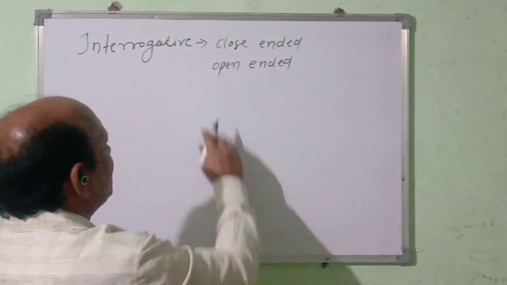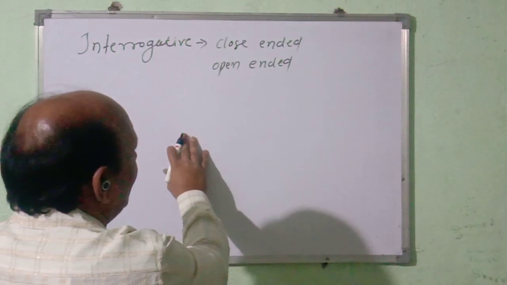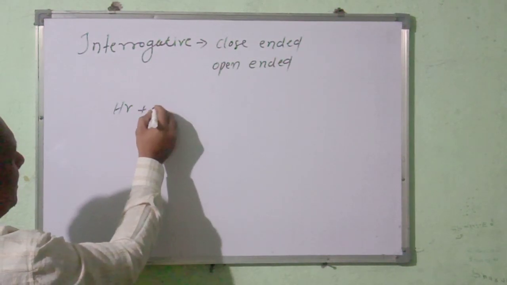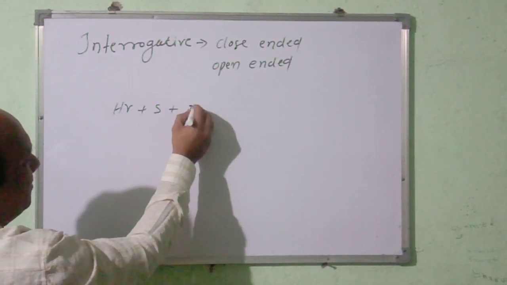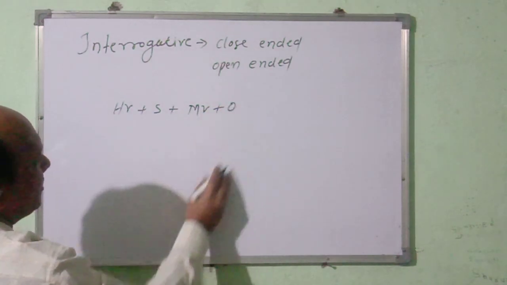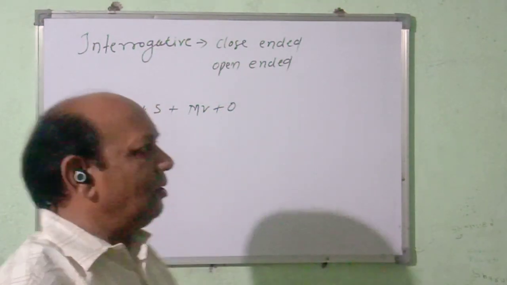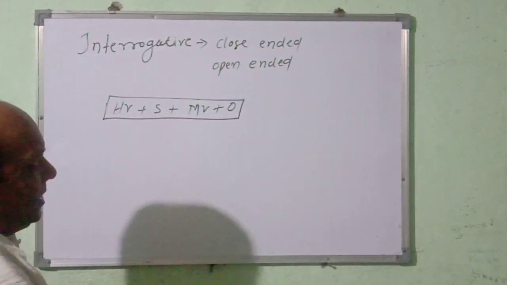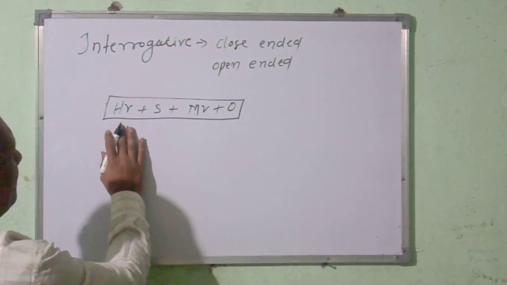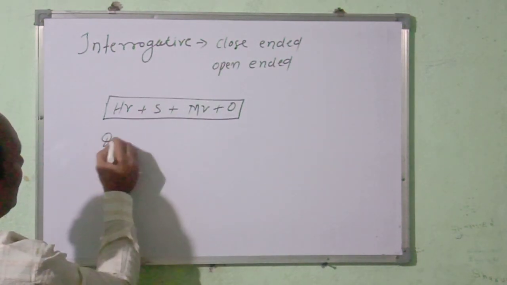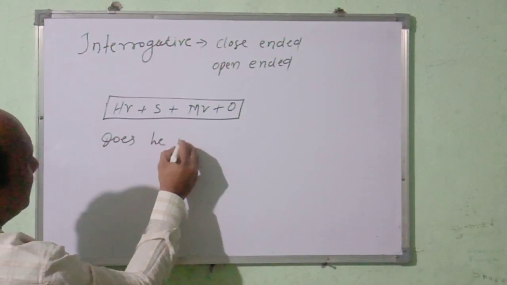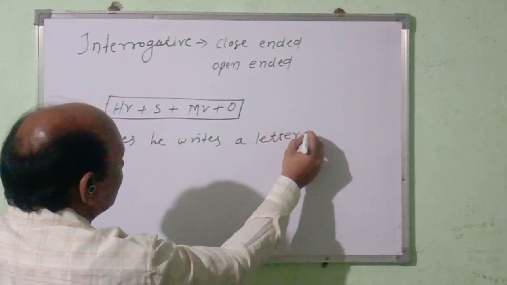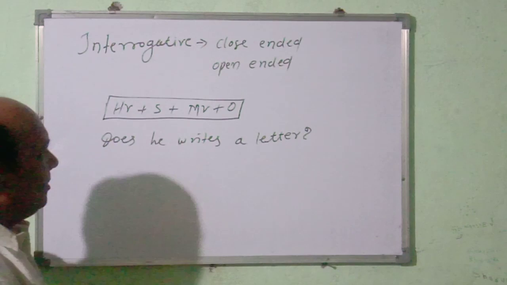Okay, so we will see what the structure of the close-ended question is. First we have to add the helping verb plus subject plus main verb plus object of the sentence. This is the structure of the close-ended question: helping verb, subject, main verb and object of the sentence. I am writing one example here. Helping verb, for example, does he writes a letter. At last you have to put the question mark.